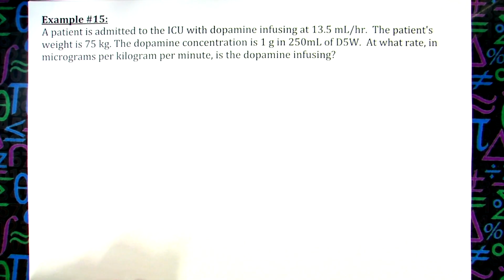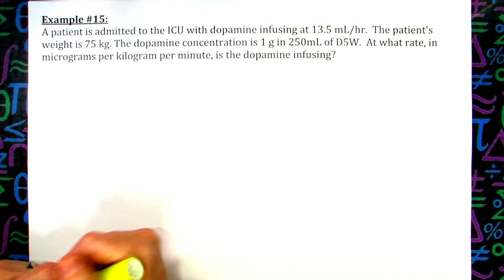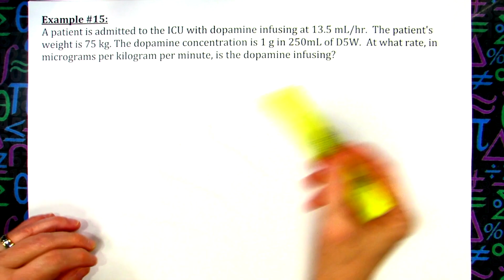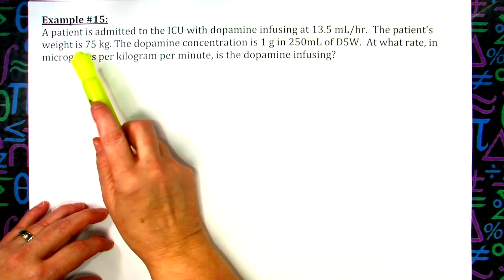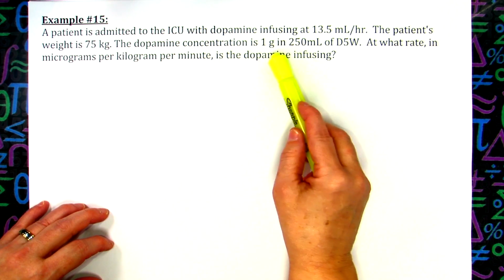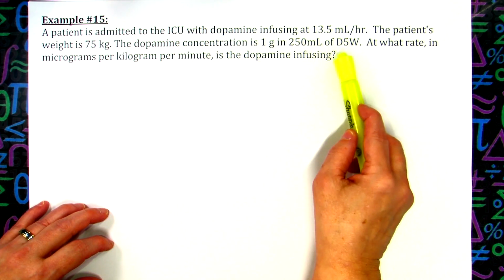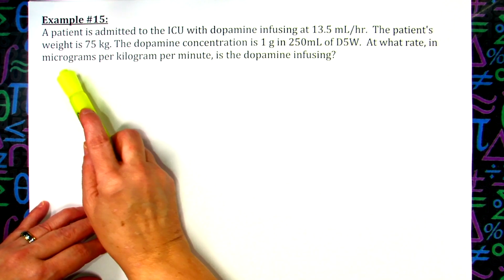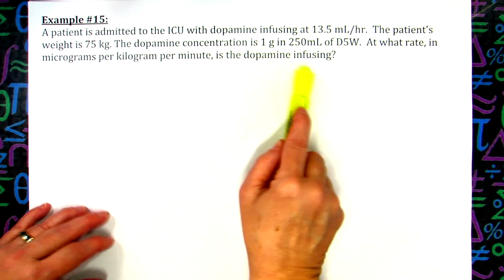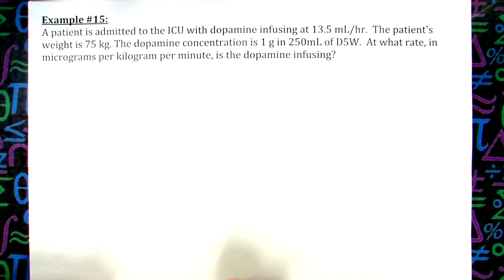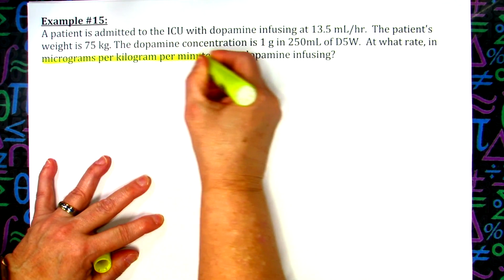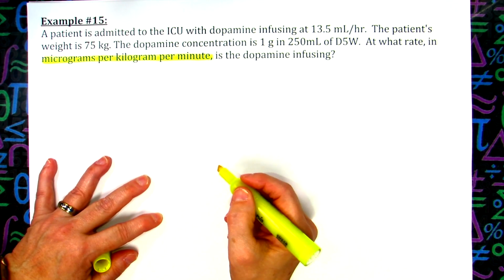All right, our last example, example 15. A patient is admitted to the ICU with dopamine infusing at 13.5 milliliters per hour. The patient's weight is 75 kilograms. The dopamine concentration is 1 gram in 250 milliliters of D5W. At what rate in micrograms per kilogram per minute is the dopamine infusing? This is the first one that we have done like this. We are calculating as a final answer micrograms per kilogram per minute.